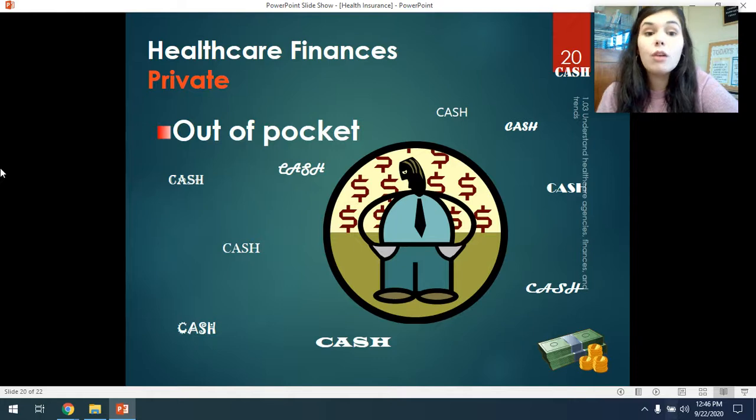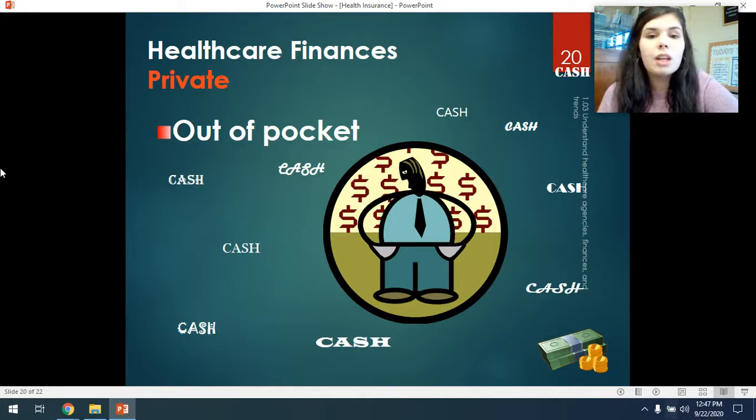Out of pocket simply just means that you pay in cash, and you don't have health insurance. Now, after the Obamacare laws came out, this wasn't really an option because you had to have insurance or otherwise you were taxed very heavily for not having insurance.